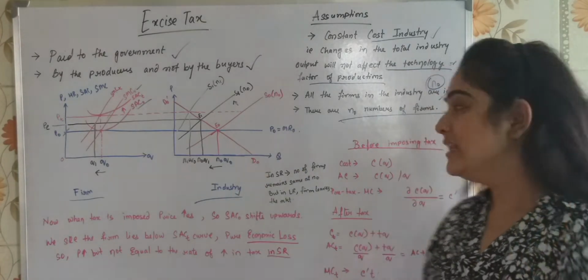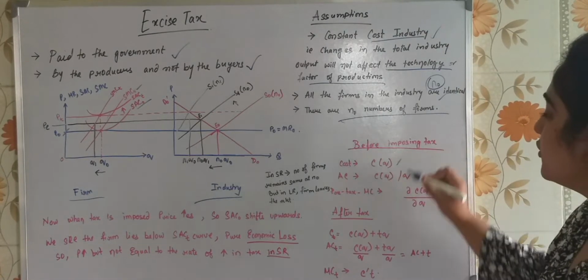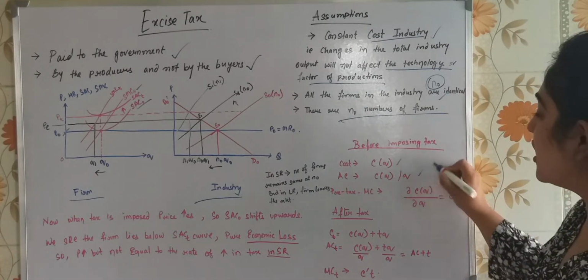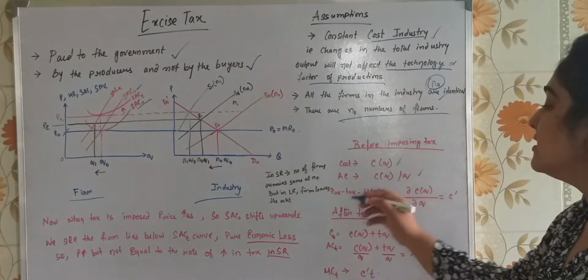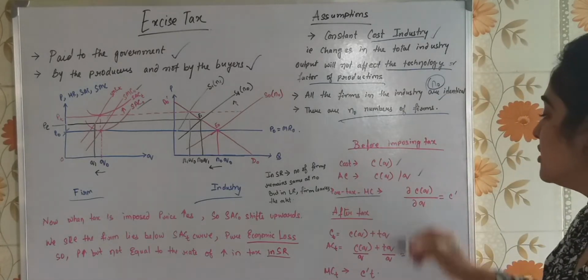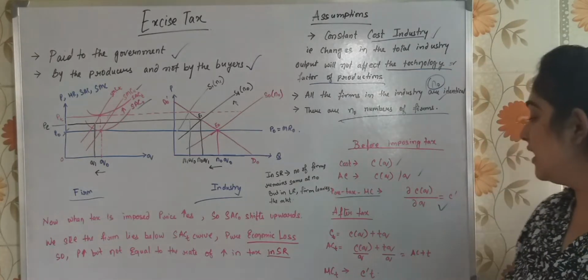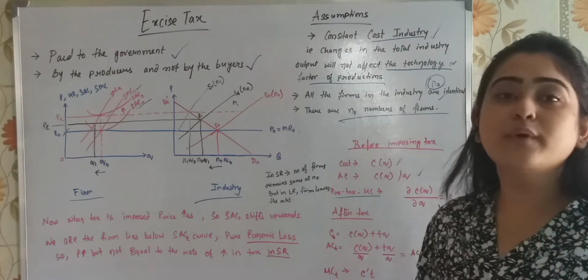Now, let us come here. Before imposing tax, what was the cost? That is C as a function of Q. This was the cost. And what was the average cost? Let's divide the total cost by Q. That is the average cost. What is the marginal cost? Pre-tax marginal cost, we take the differentiation and we get C dash. Got it?